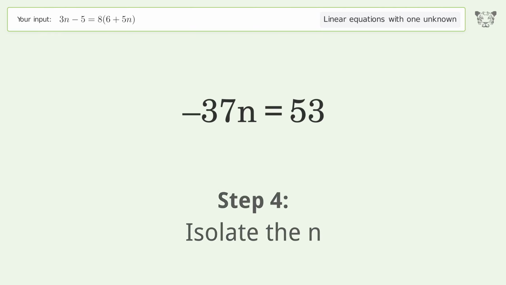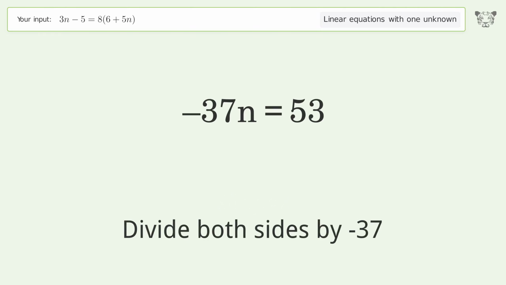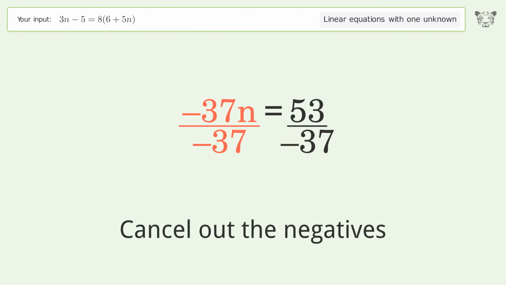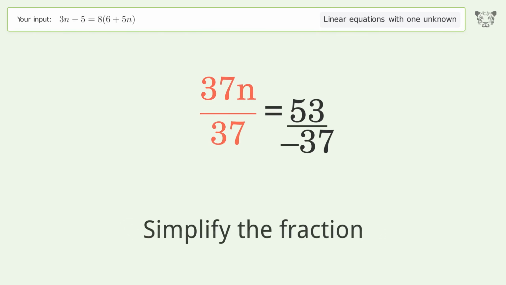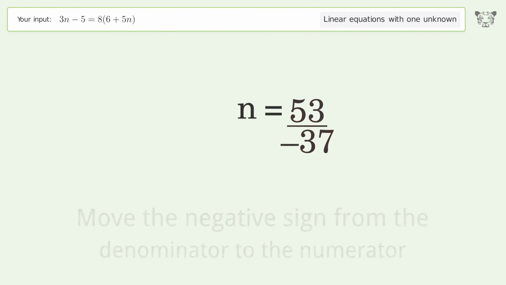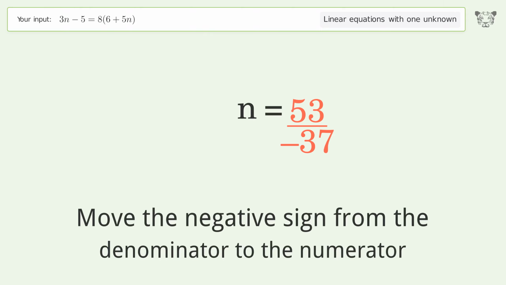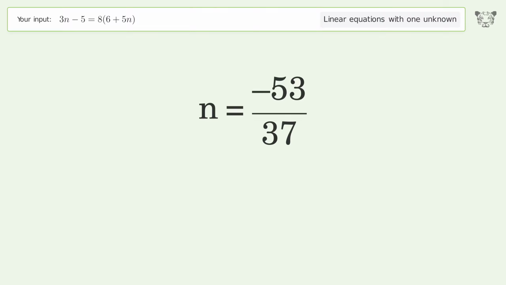Isolate the n. Divide both sides by -37. Cancel out the negatives. Simplify the fraction. Move the negative sign from the denominator to the numerator. And so the final result is n equals -53/37.